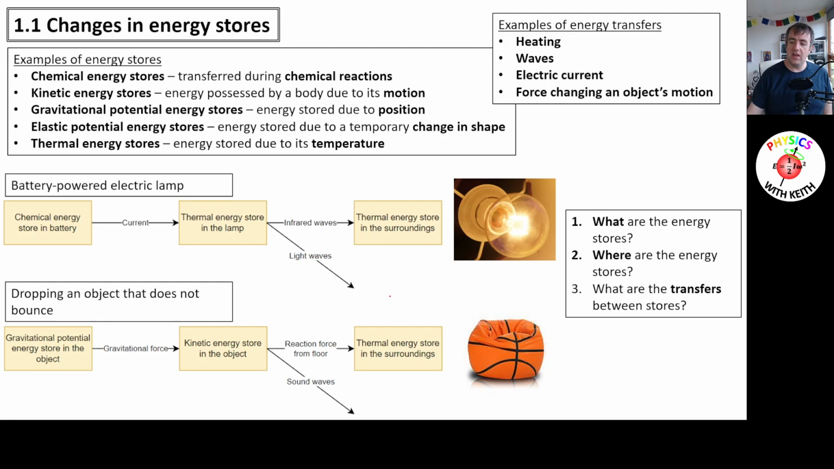We also have light waves, and that will also ultimately increase the thermal energy store of the surroundings, but I haven't bothered drawing that store because I'm not really interested in that. I've only drawn some of this diagram. If we wanted to get really fussy, we'd say, well, where did the chemical energy store in the battery come from? Well, there's going to be some sort of chemical reaction going into that, and that could be another example of an energy transfer, a chemical reaction. So this list of 4 energy transfers isn't complete. There's more than this. Similarly, this list of stores isn't complete, because we could have the nuclear energy store.